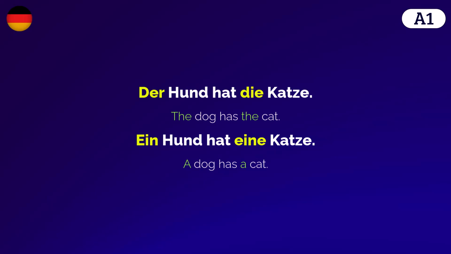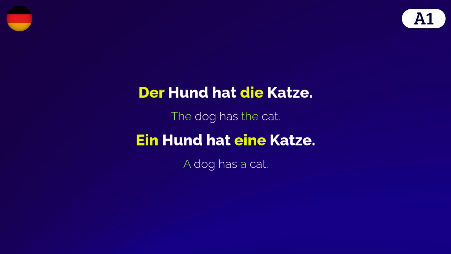Der, die, ein, and eine are all articles. Der and die are the definite articles, the. Ein and eine are the indefinite articles, a or an. In sentence 1, der Hund is the subject of the verb, and die Katze is the direct object of the verb. In sentence 2, ein Hund is the subject of the verb, and eine Katze is the direct object of the verb.